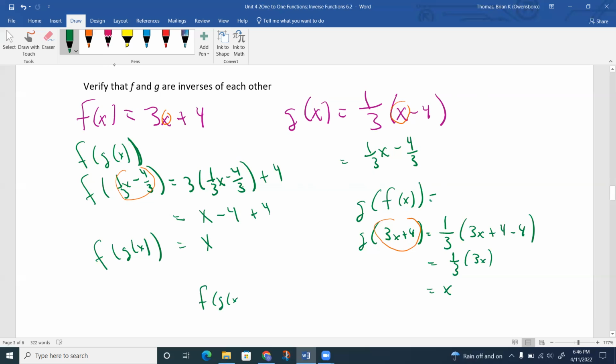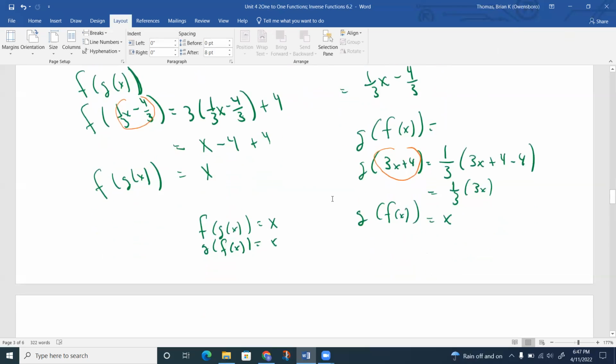So since both of those gave us x, we now proved that f of g of x equaled x and g of f of x equaled x. What this means is this: f and g are inverses of each other.